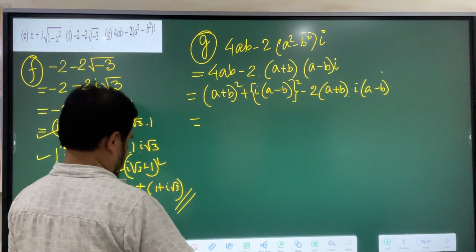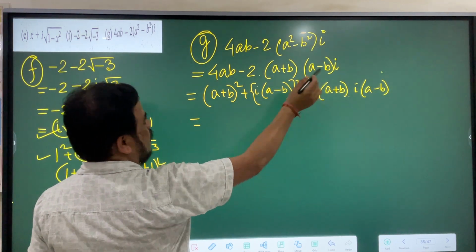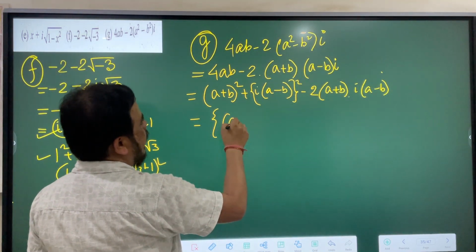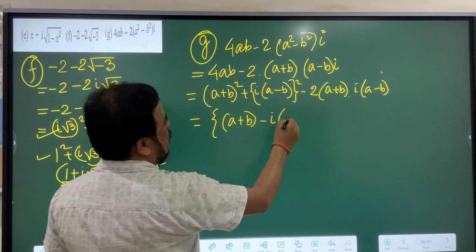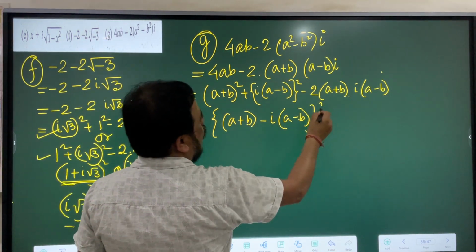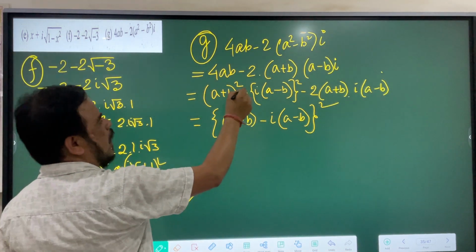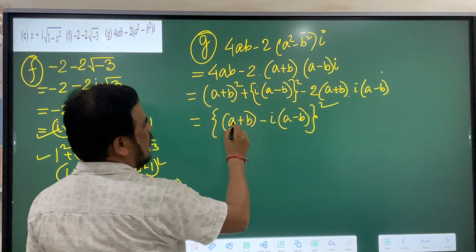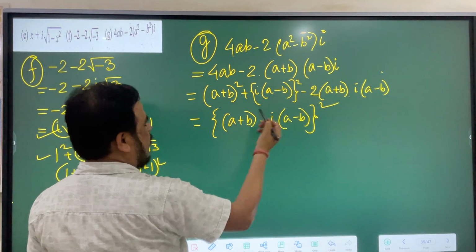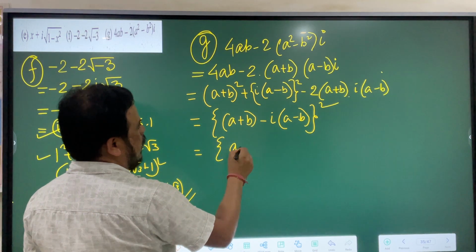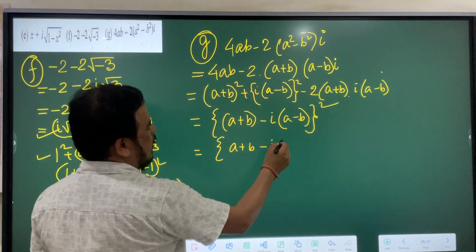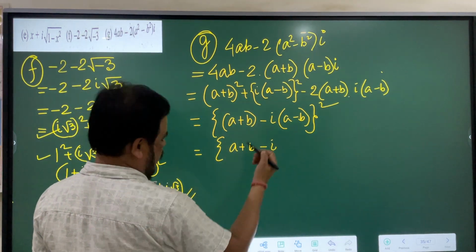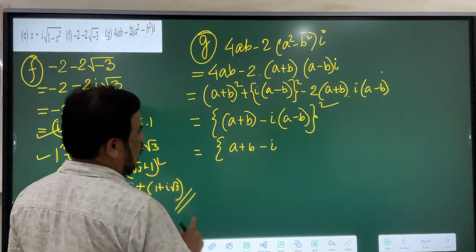Now a square plus b square minus 2ab is a minus b whole square. So a plus b minus a minus b, oh, this is finished only. You have to find the square root now.